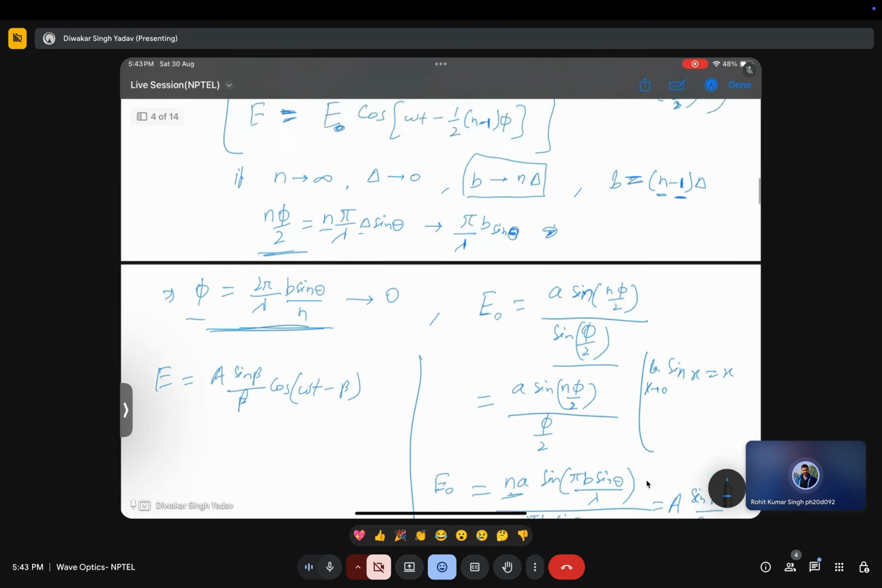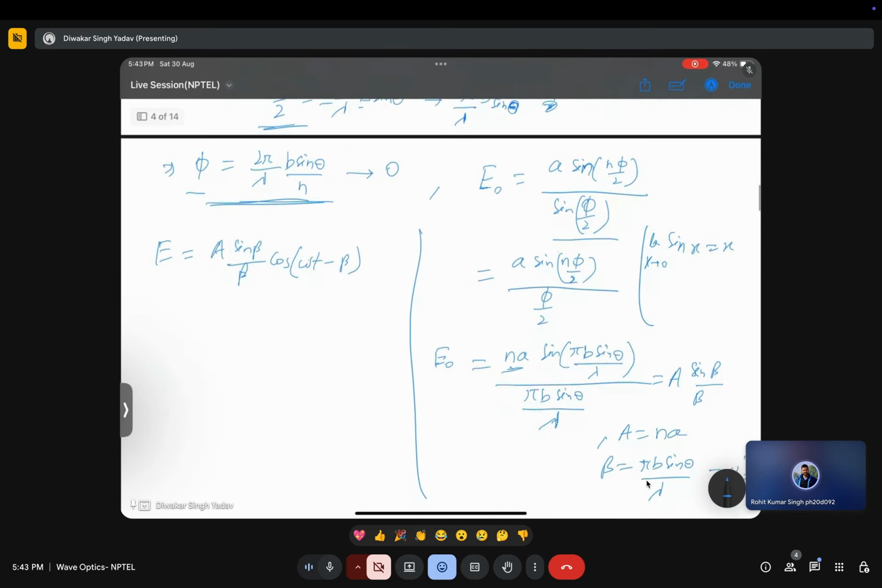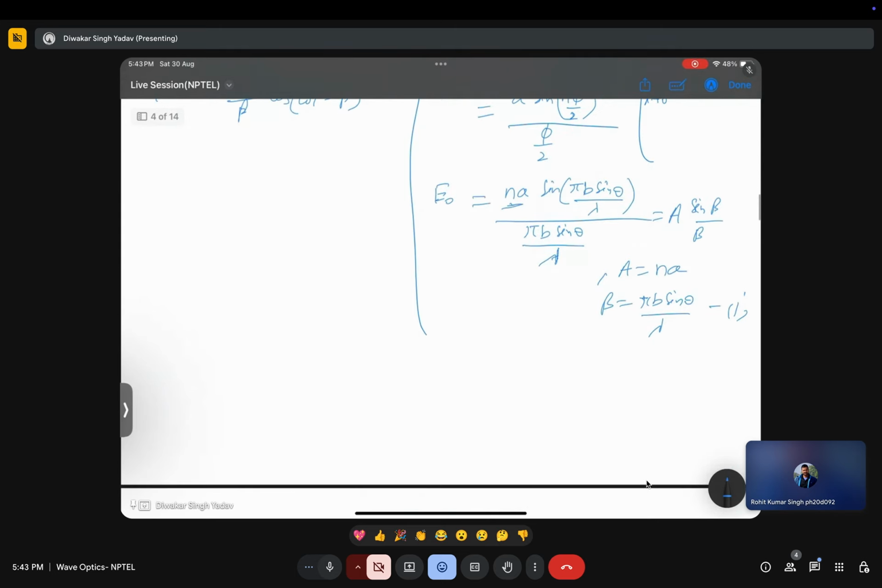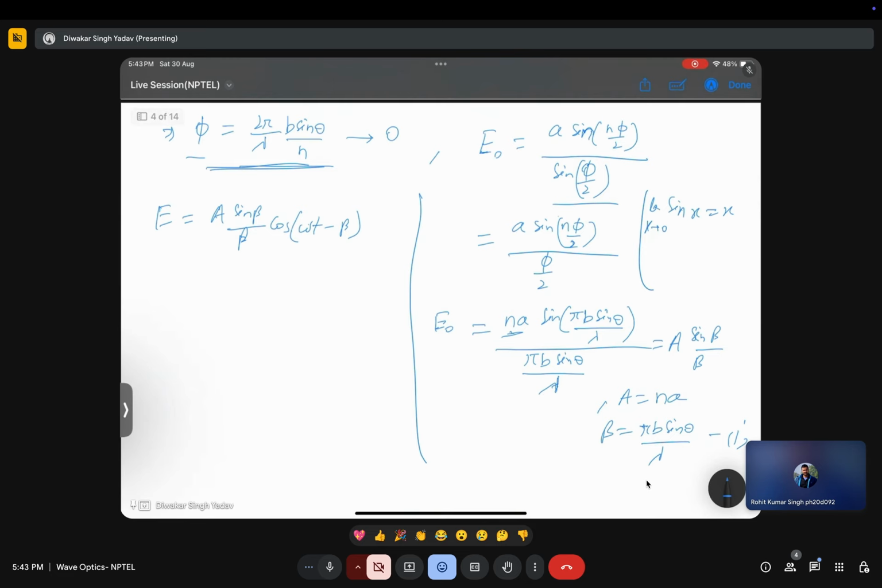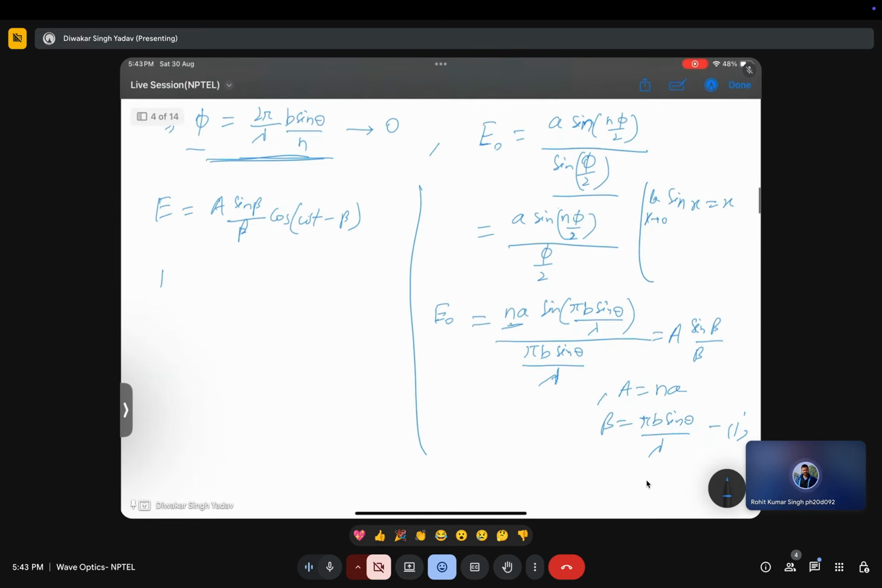So this is when we let n go to infinity. In that limit we can write it like this. And now what is the intensity? We know that intensity is just the amplitude squared. So the intensity is I naught sine square beta by beta square. And I naught is the intensity at basically theta equal to 0. So this is the maximum intensity.